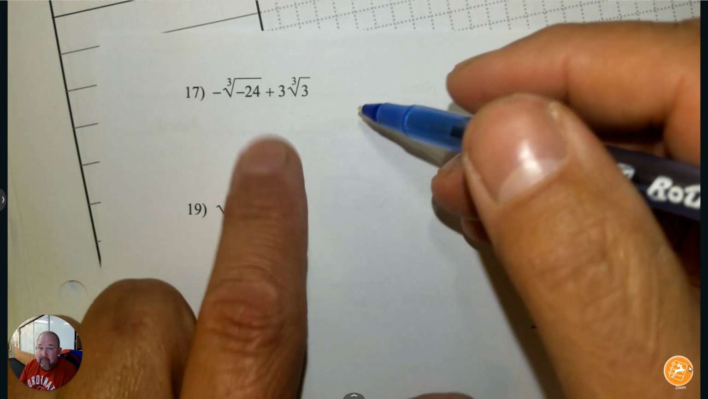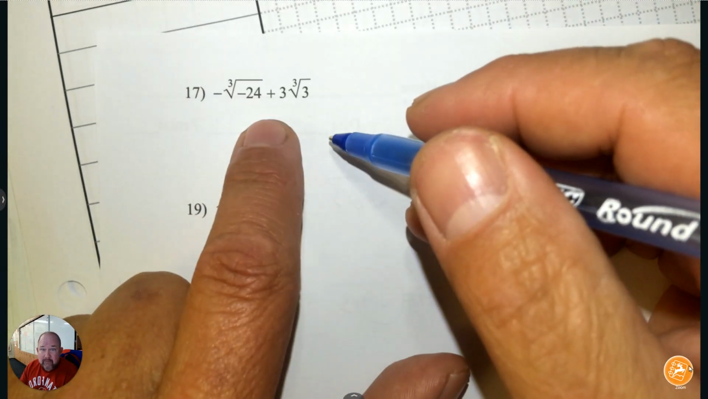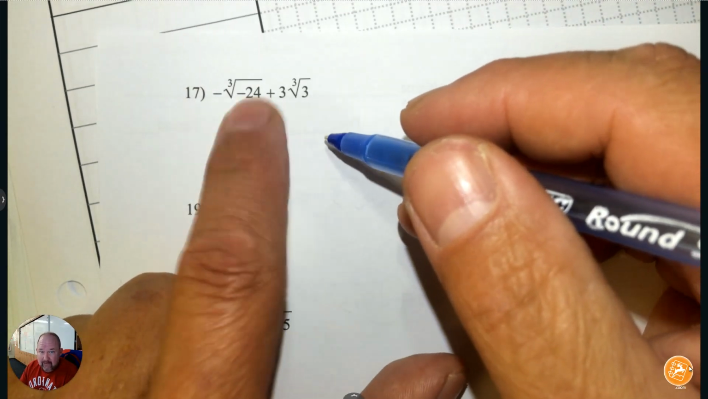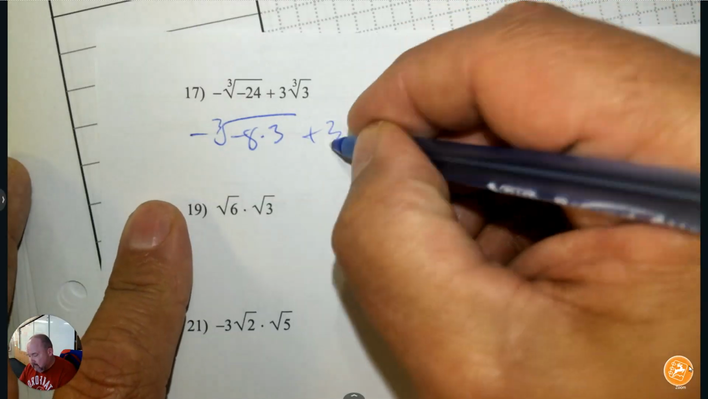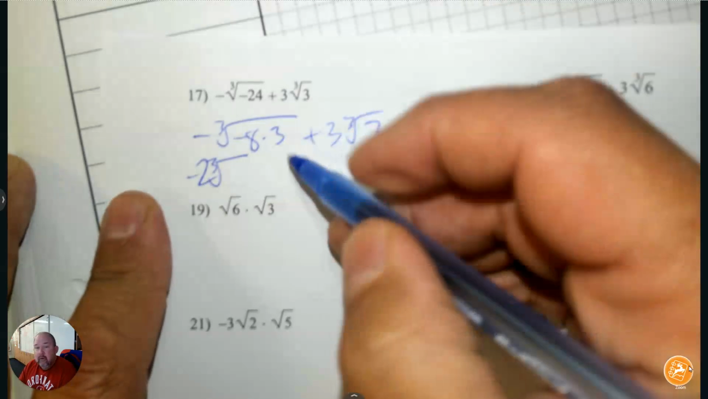Again, you should pause and try it first. If you're going to practice for your exam, you've got to practice, practice, and then press play to see if you did it right. So negative 24 is negative 8 times 3.